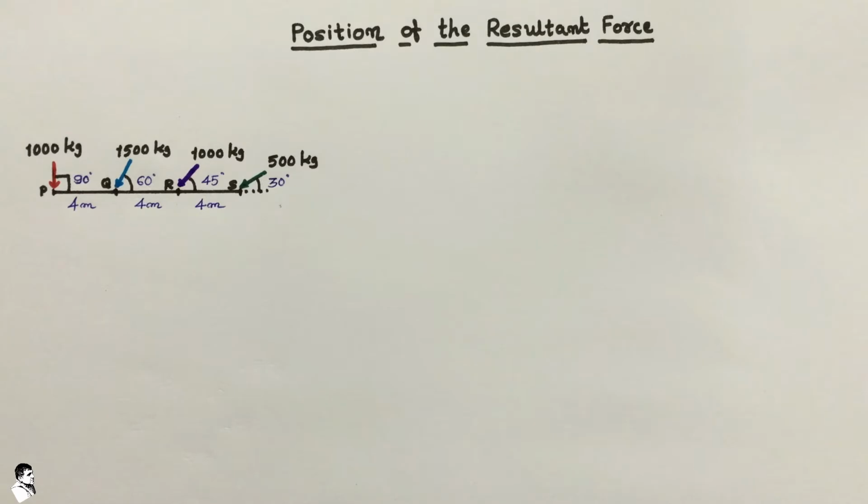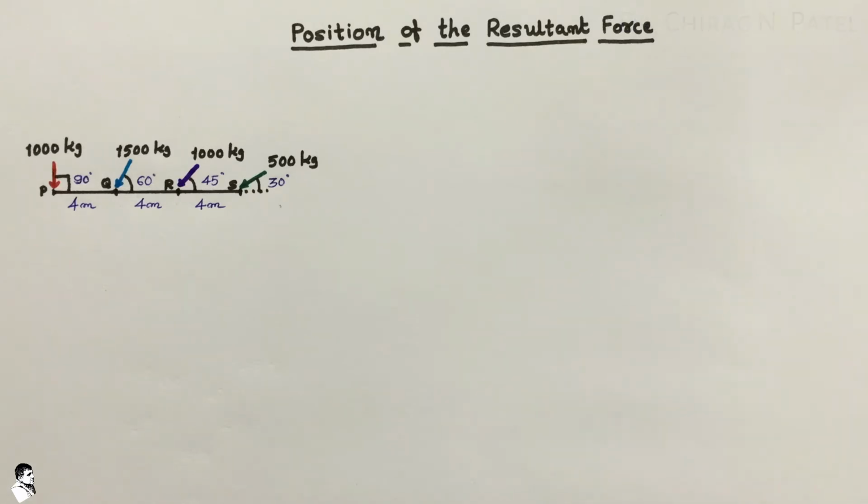Position of the resultant force. Up till now, we have already discussed analytical and graphical methods for determining the magnitude and direction of the resultant force of a given system of forces. But in order to know the complete sense of the resultant force, we must know the position of the resultant, that is generally known as the point through which the resultant force will pass.